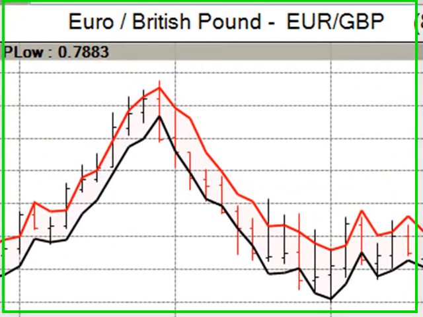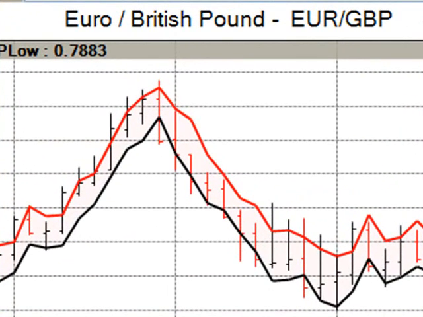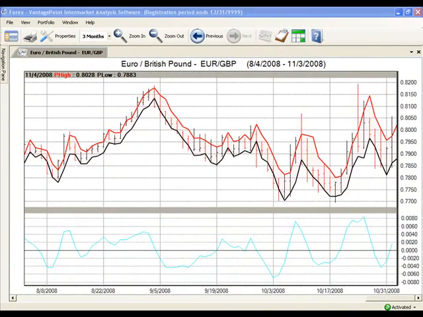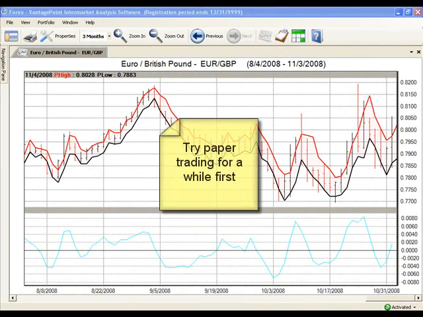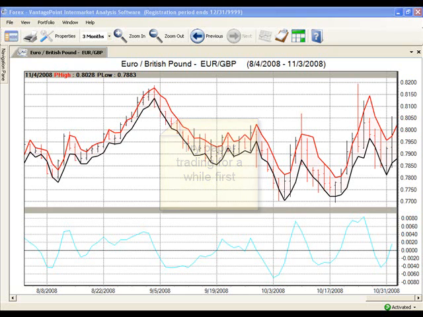You can see by looking at this Euro-British pound chart, for example, that there is great potential even if you close out your position by the end of the trading day. Try paper trading this for a while first, and then once you get the hang of it, you can try a real trade in the open markets.